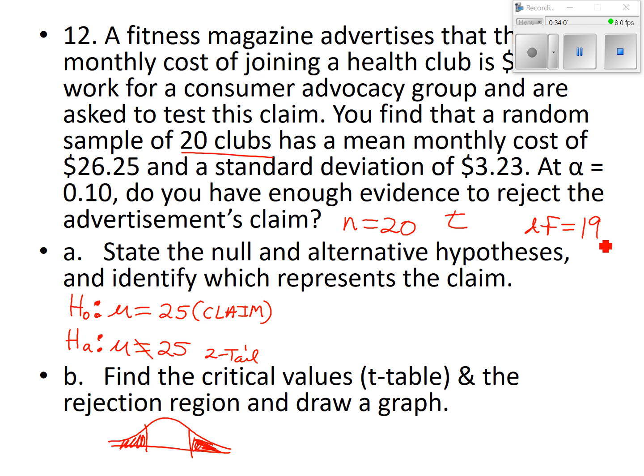19. So we got 19 and our alpha was 10% this time, 0.10. Remember to use the two-tailed thing. What's that tell us? 1.729, plus or minus 1.729. That's a negative on this side. 1.729. Are we right? 0.10.